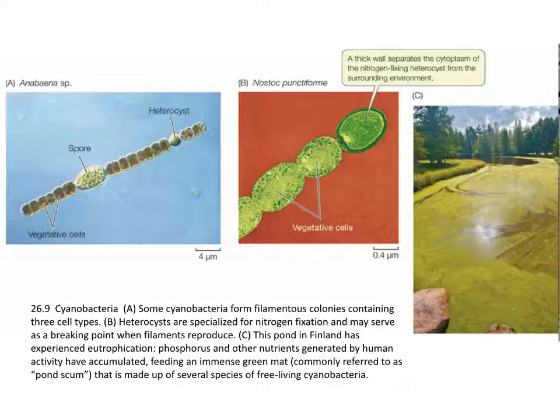Here are cyanobacteria. They actually are primitively multicellular, and they have a form of differentiation among cells. So you have the spore there, the reproductive cells, you have the vegetative cells, and you have the heterocyst. The heterocyst is where nitrogen fixation takes place. We'll talk about nitrogen fixation in a minute.